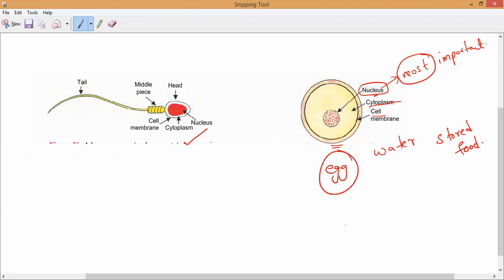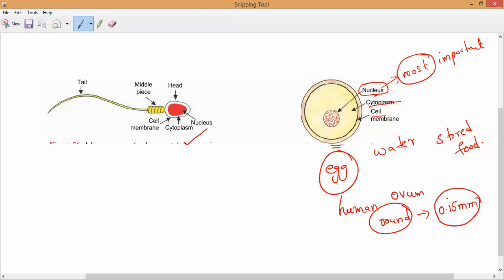Now if you see a human ovum, meaning a female gamete, it is round in shape. What is the shape of that? It is round and its diameter is 0.15 millimeter. Do you understand, everybody? 0.15 millimeter diameter. So imagine how extremely small it is. That is why it is possible to see it only with the help of powerful microscopes.